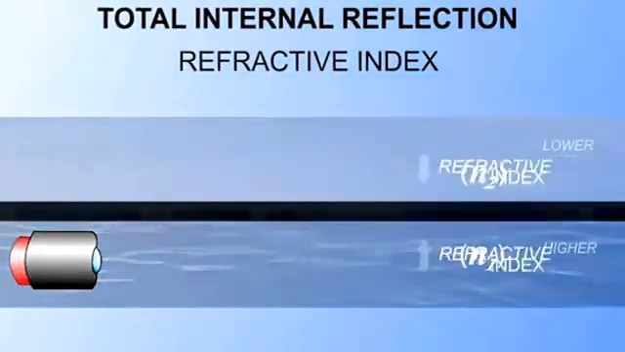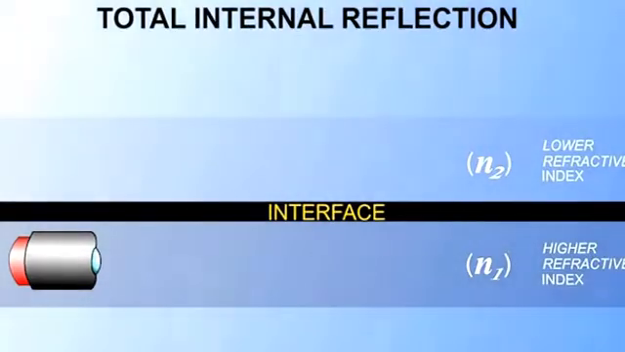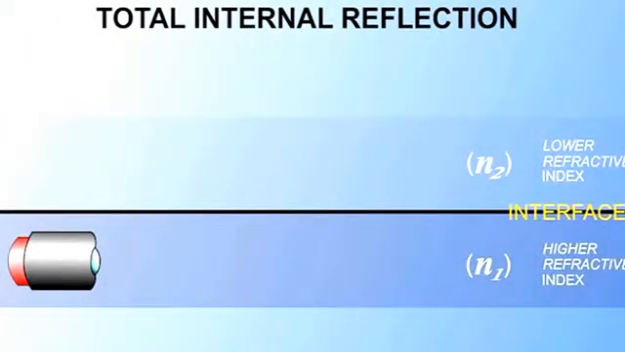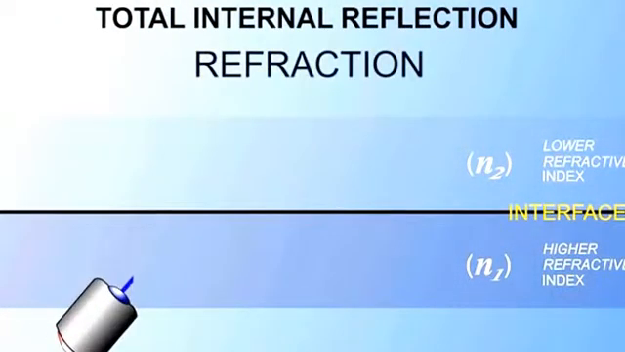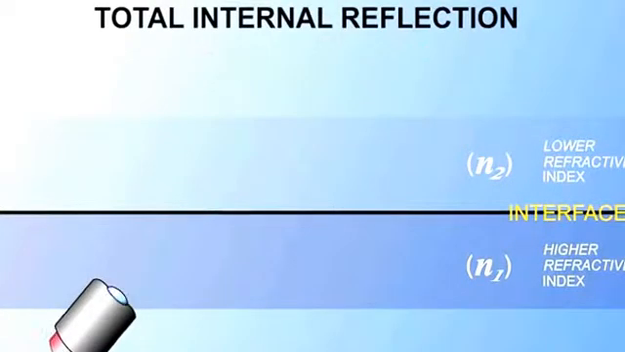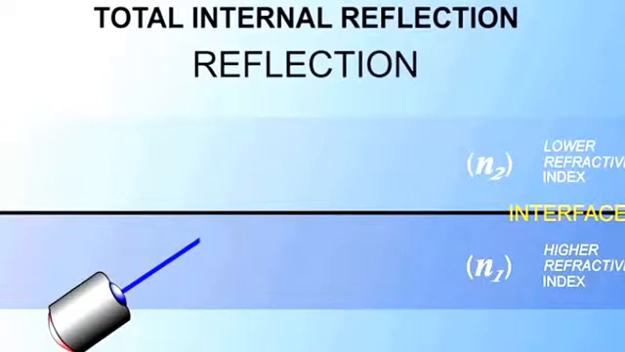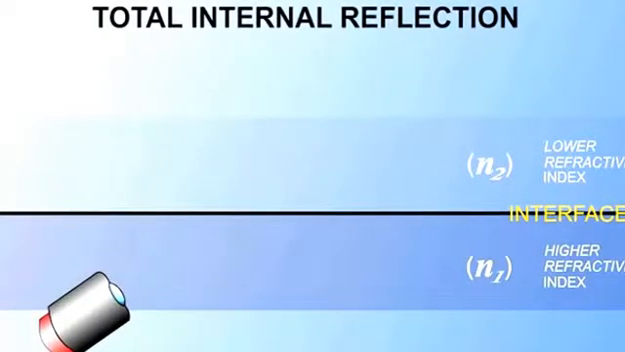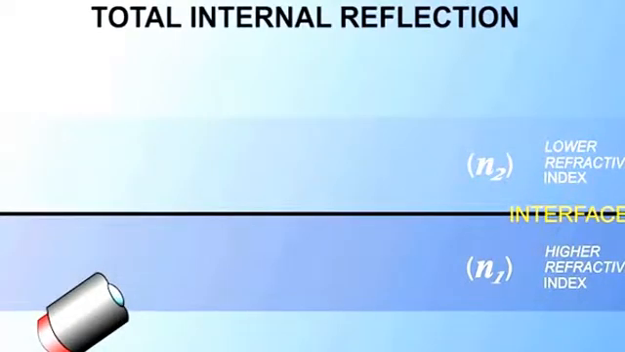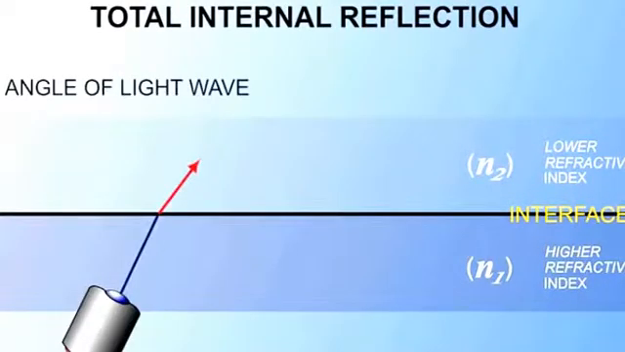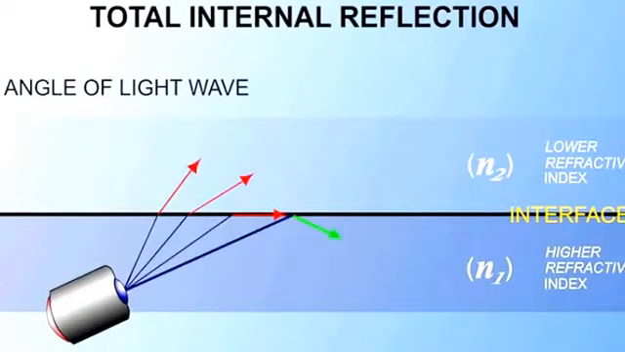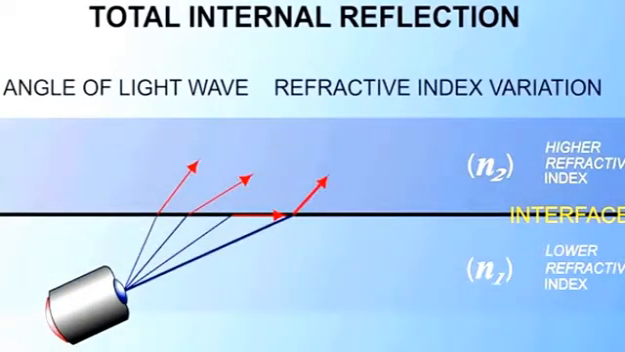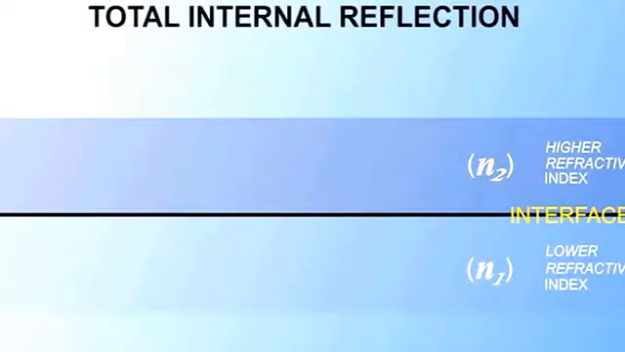The boundary or interface between two mediums is where the refraction and reflection occur. Refraction is the bending of the light wave as it passes from one medium to the next. If the second medium prevents light from passing through the interface, reflection occurs. Two factors must be considered when determining the degree of refraction or reflection: the angle at which the light wave strikes the interface, and the refractive index of one medium in relation to the other.